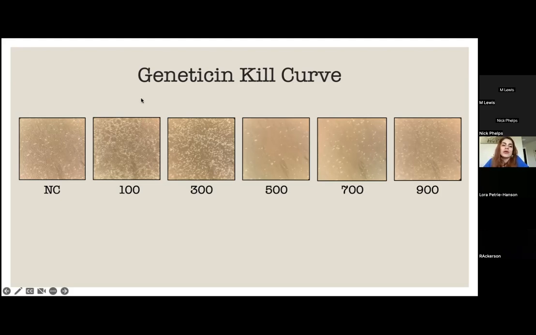And 700, 900, pretty much the same thing. All the cells are dead. But because at 500, all the cells were dead already, we're going to use that as the concentration, the minimum concentration that will kill sensitive cells to geneticin.